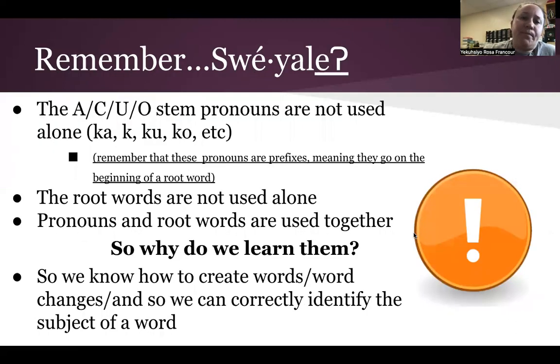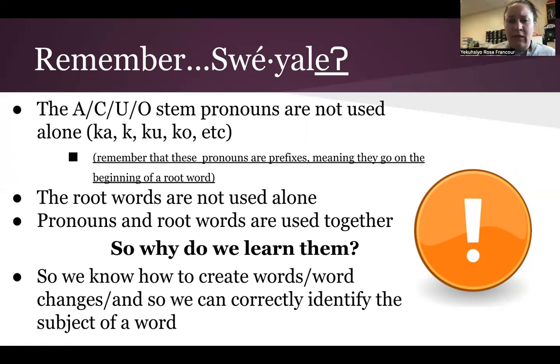All right, so remember that A, C, O, and U stem pronouns are not used alone. These pronouns that we're going to talk about are never used alone. They're always used with the verb. The root words are not used alone either. So hunji is not used alone. It's used with the pronouns. So the pronouns and the verb or root are used together.